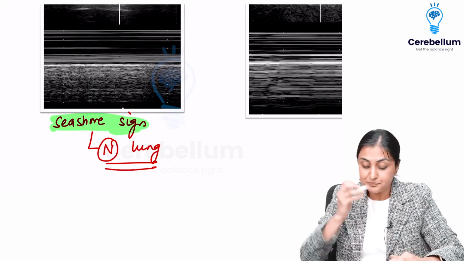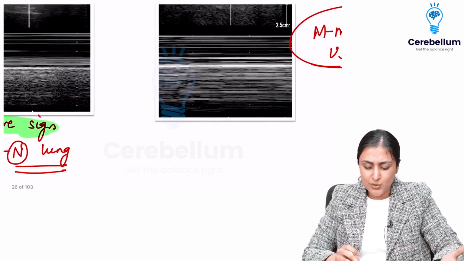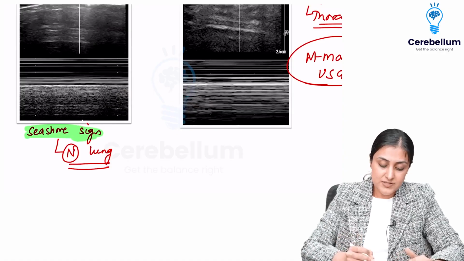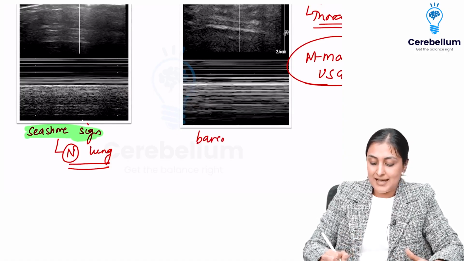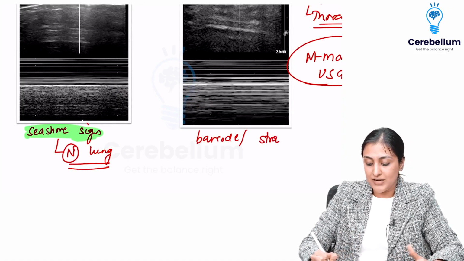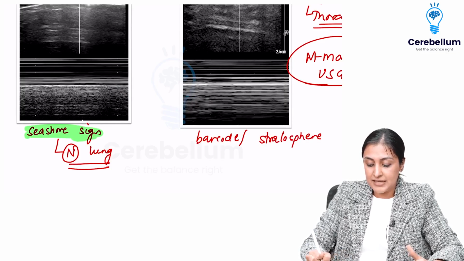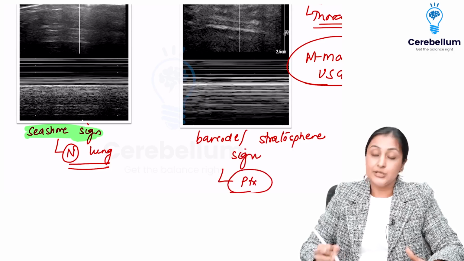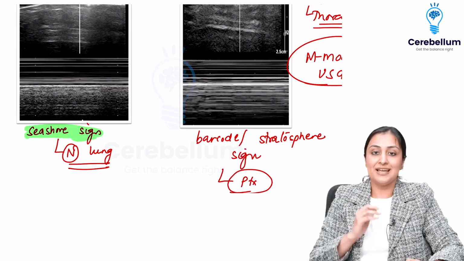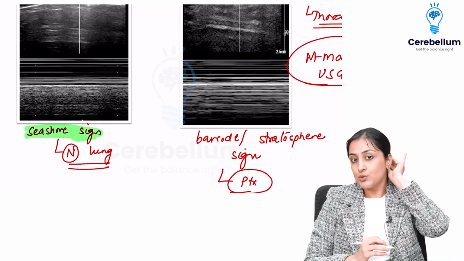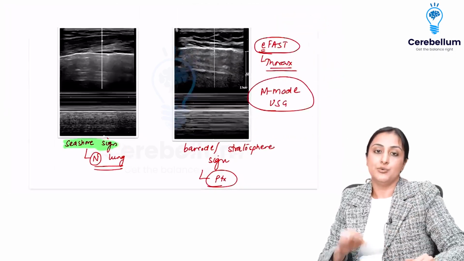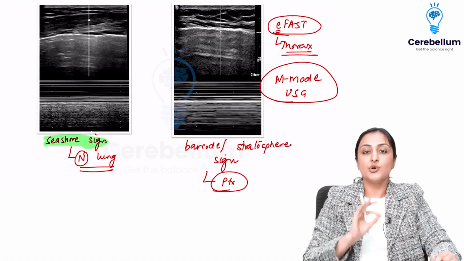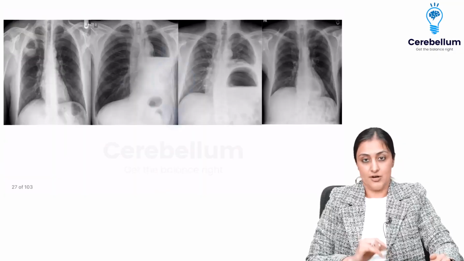That's how you'll remember. But look at this image. No beach whatsoever. All I see are just lines. So what is this? This is what has been called as barcode sign, also called as stratosphere sign. So this barcode or stratosphere sign is what we see in pneumothorax. So seashore sign, normal lung, barcode or stratosphere seen in pneumothorax, right? So that's how we can detect pneumothorax on ultrasound using the M mode ultrasound.